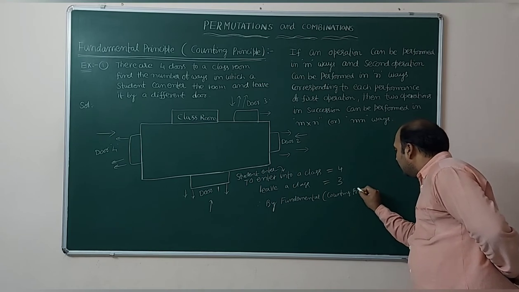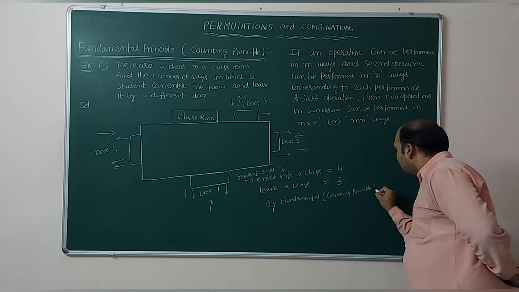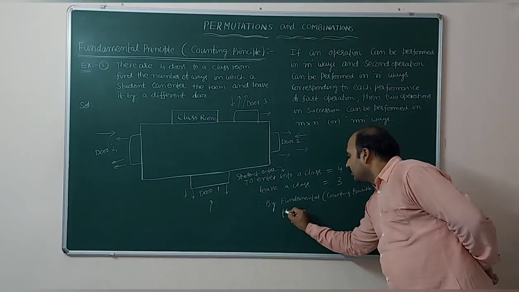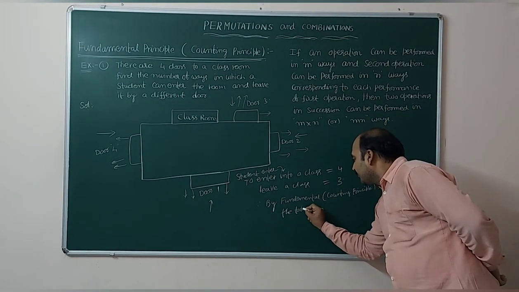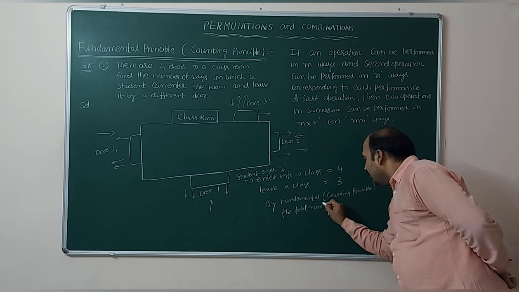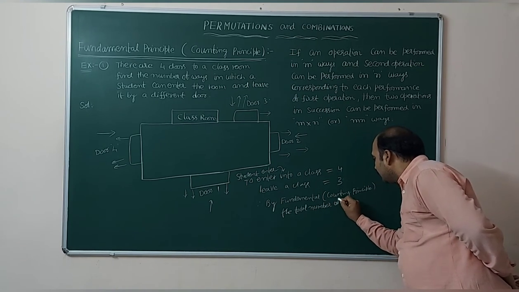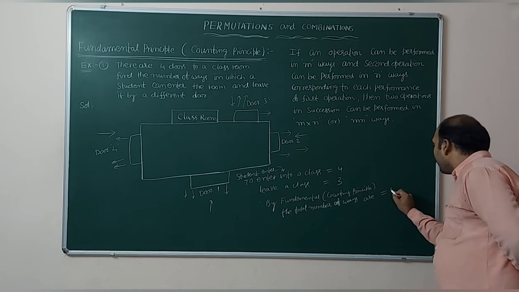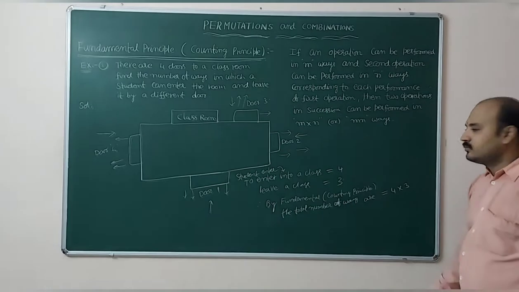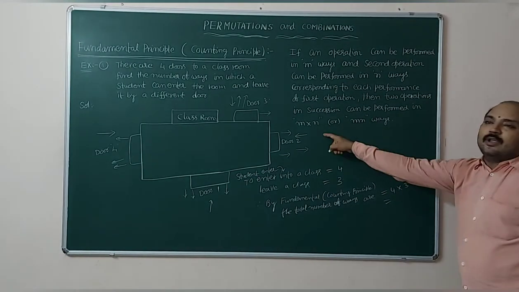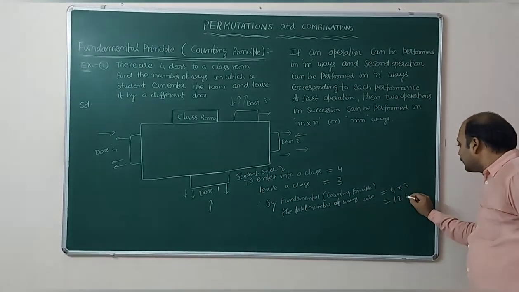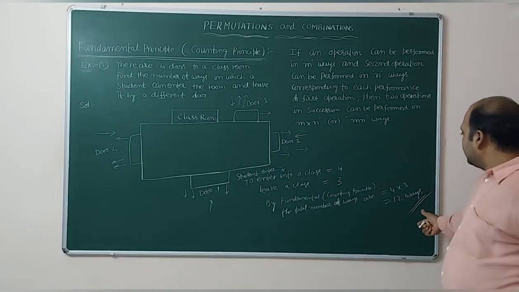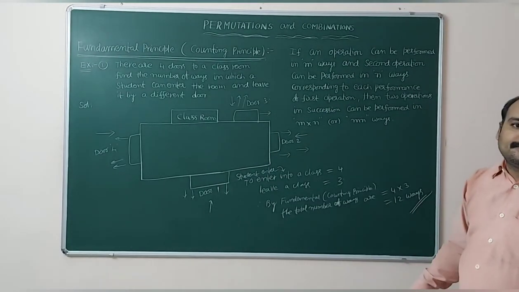So by the counting principle or the fundamental principle, the total number of ways are 4 into 3. So m into n ways, 12 ways. These are the total possibilities.